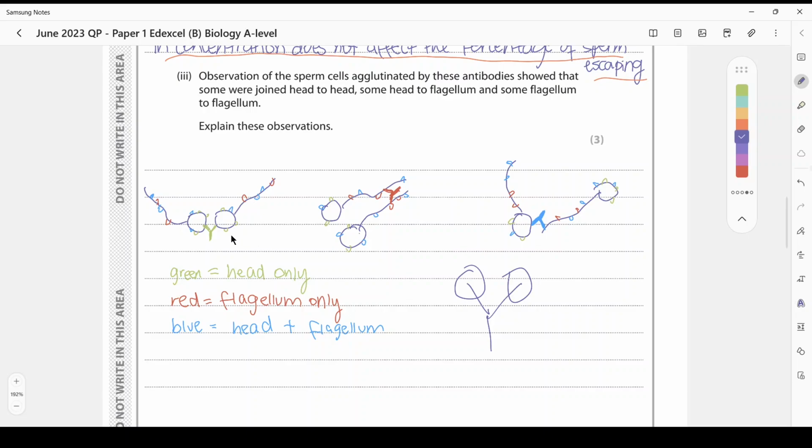So in this scenario, you could have, let's say, these green antigens that are only found on the head, and therefore this green antibody can bind and recognize the antigens on the head only, and that causes head-to-head joining. Now, the red antigen is only found in the tails, and so the red antibody would then bind and recognize the antigens on the tail or on the flagellum, and it would lead to flagellum binding. And lastly, you have these blue antigens that are scattered in both the head and the flagellum region, and that would allow for the antibody to join the head and the flagellum together.